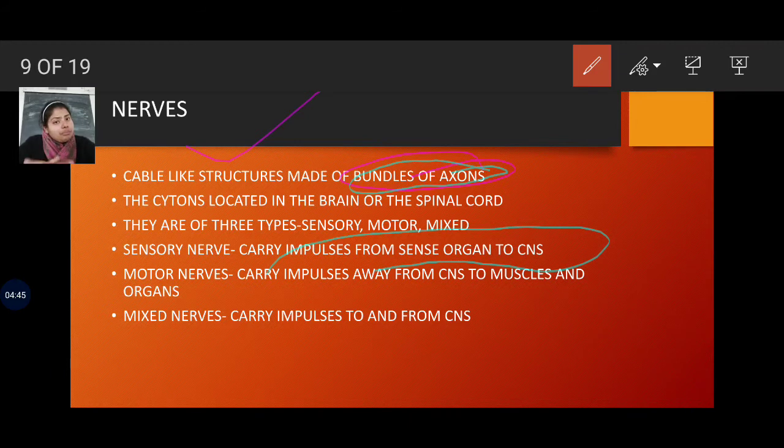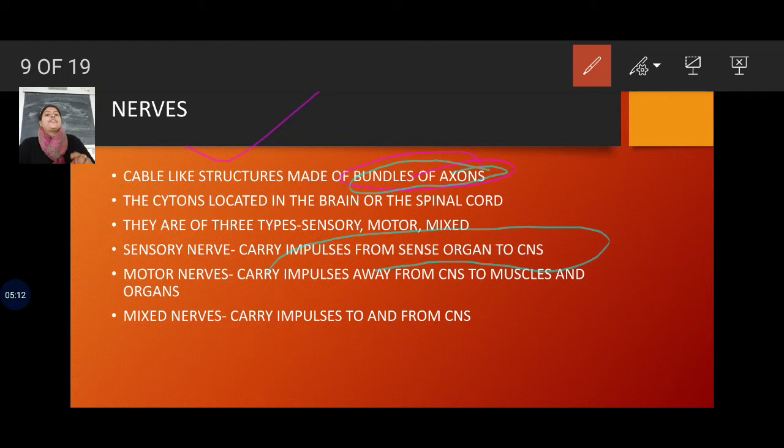Then what do mixed nerves do? Mixed nerves carry impulses to and from the CNS. According to the requirement, they may carry the message from the central nervous system to the organ, or from the organ back to the central nervous system. Both things can be performed by the mixed nerves.